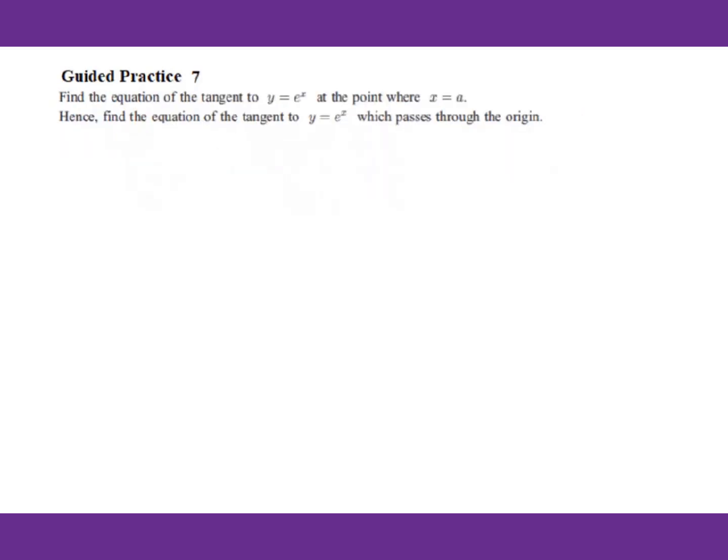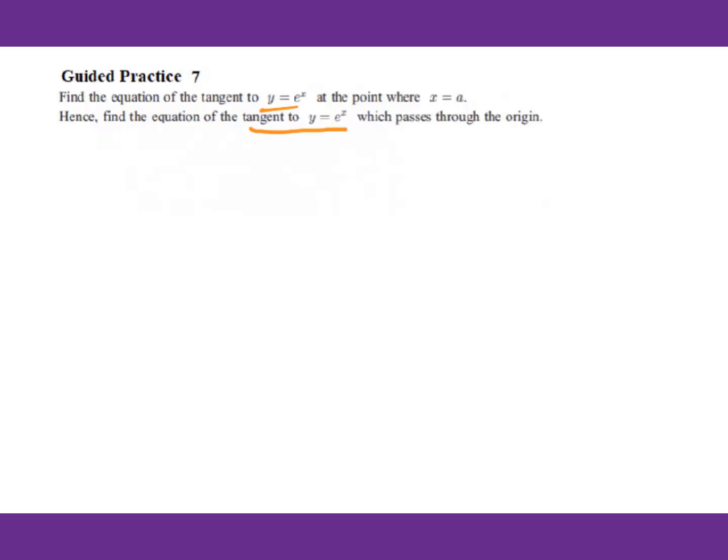Let's go to guided practice 7. Find the equation of a tangent to y equals e to the x power at the point where x equals a. Hence, find the equation of the tangent to y equals e to the x power which passes through the origin.